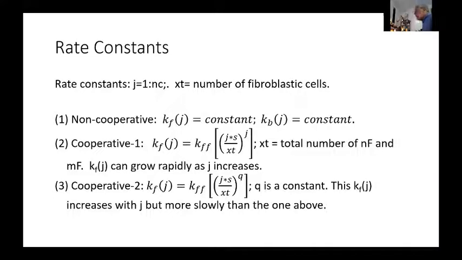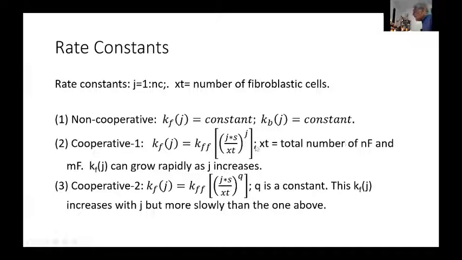And now one has to decide what the rate constants actually look like. So for a non-cooperative case where there's no effect of the conversion of one cell to another cell, I'm just going to say that Kf of J and Kb of J are independent of J. They're just constants. On the other hand, you can also form the rate constants in ways in which the rate constants depend strongly on J. And here's an example of one of those.